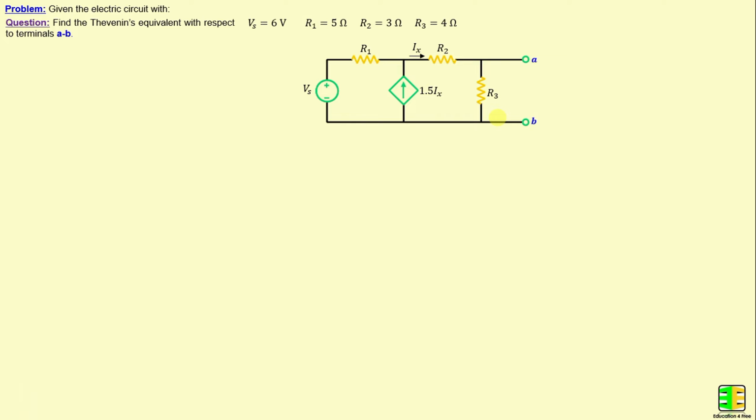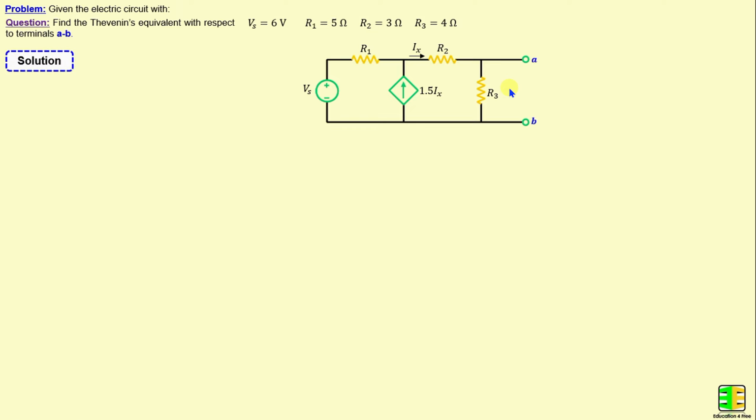Let's consider this network consisting of 3 resistors labeled R1 through R3 as well as one independent source Vs. Additionally, we can observe the presence of a dependent source, especially a current-controlled current source. The question now is to find the Thevenin's equivalent with respect to terminals A and B. Let's move on to the solution.